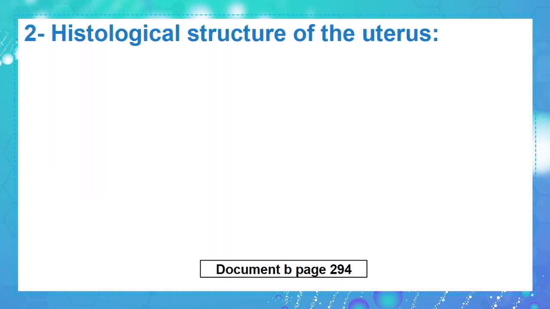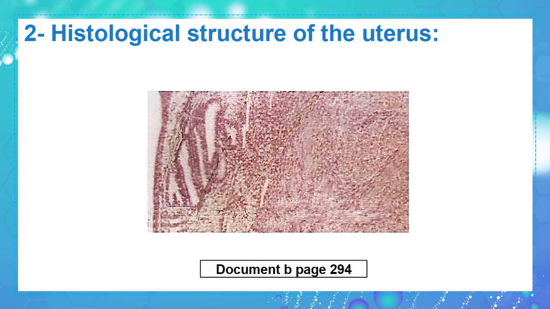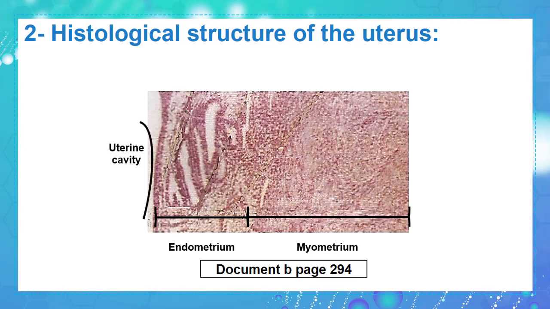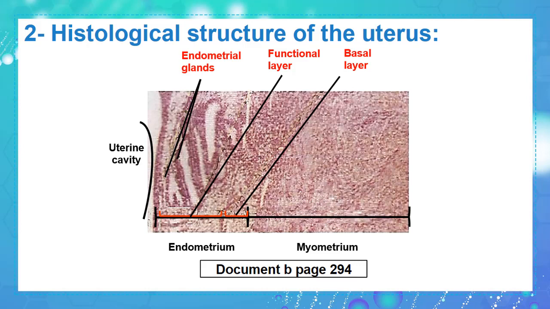Document B of your books gives a closer look at the uterine wall. In this document, you can see that the endometrium, which is the innermost layer of the uterine wall, is in turn made up of two layers. The basal layer that contains the undifferentiated stem cells capable of cell division, and the functional layer or the superficial layer that is highly vascularized and contains endometrial glands that secrete substances needed for the implantation and later development of the embryo.